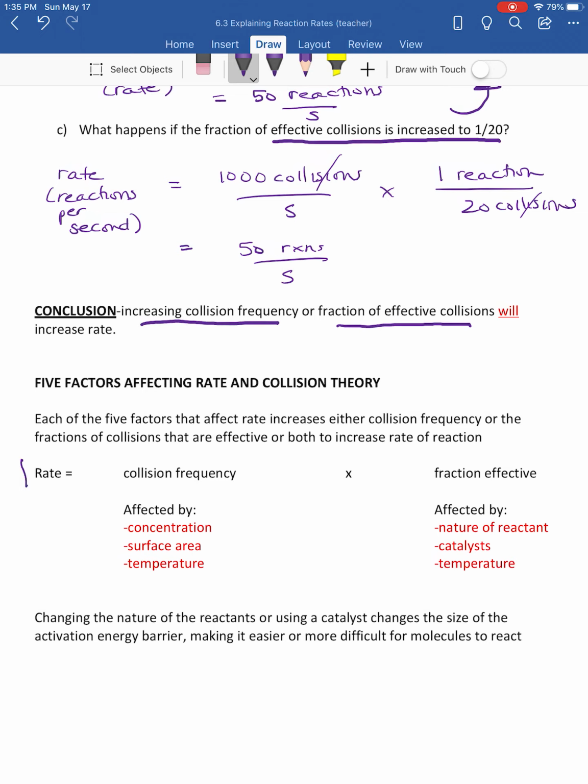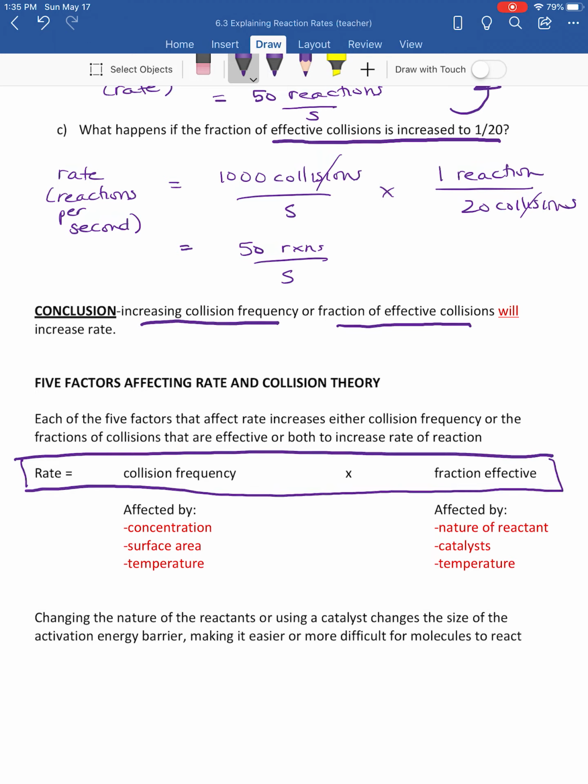All right, so like I said before, here is our equation for the rate of reaction: the collision frequency multiplied by the fraction of effective collisions. All right. So when I talk about collision frequency, what factors affect how often A and B are going to collide? Well, these three: concentration, surface area, and temperature. And we're going to talk about how each of those affects everything.